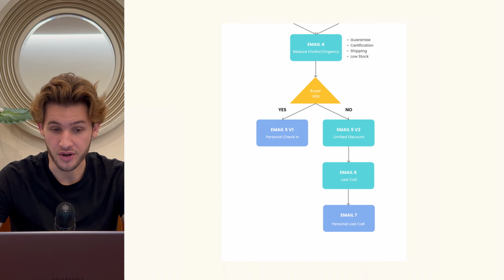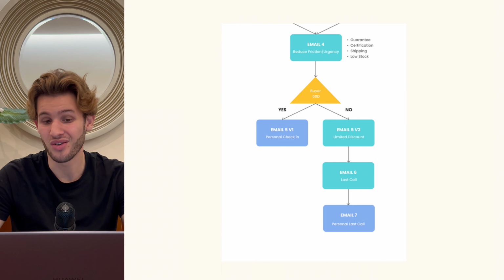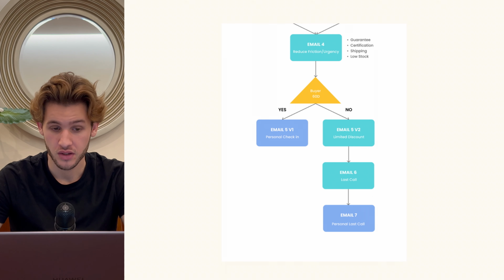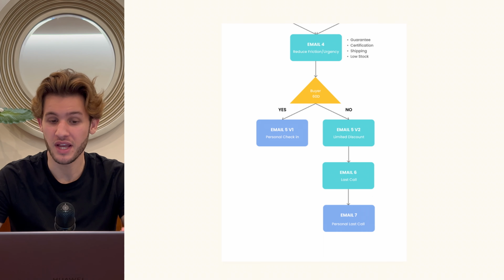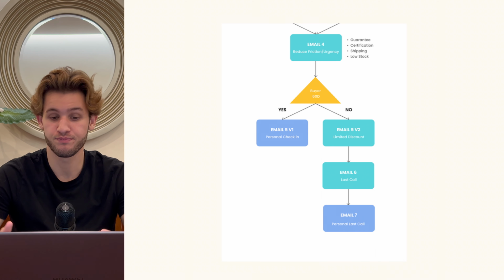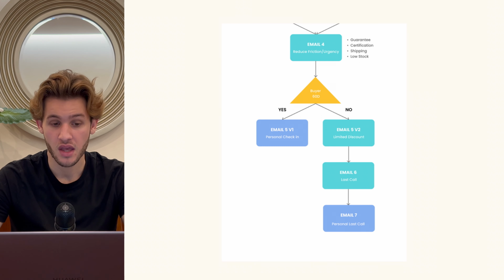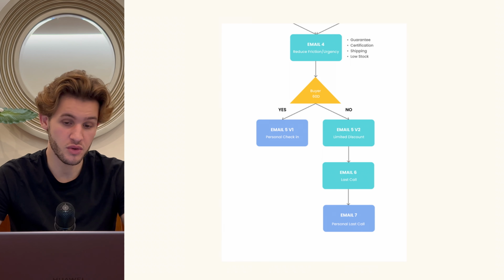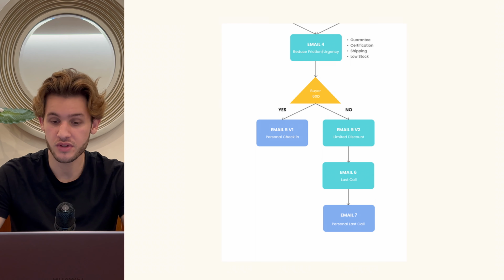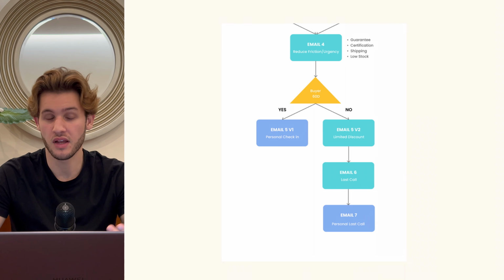Now, email 4. In this email, we want to focus on reducing friction and increasing urgency. So to reduce friction, you want to mention things like a guarantee, a relevant certification your product might have, and your shipping details. And to increase urgency, you already know the drill. Mention low stock or say the product is selling fast.